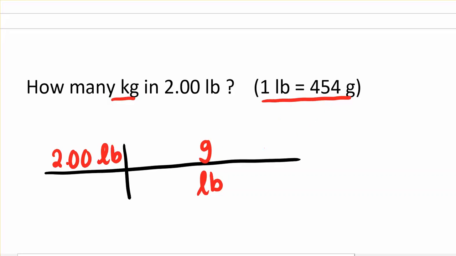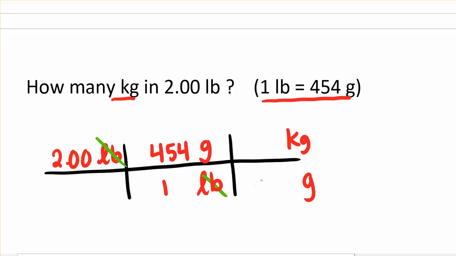And so I just need to make sure the 1 stays with the pound, and the 454 stays with the grams. Okay, so right now if I solve this problem, the pounds would cancel and my answer would be in grams. But I don't want grams, so I'm going to do another step. Put grams down here so it'll cancel. And I'm trying to get to kilograms, so I'll put that up there.